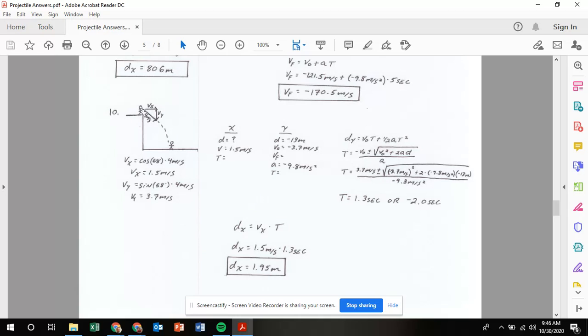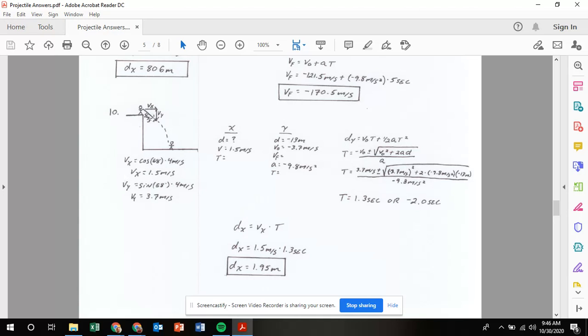So here's our picture. Here's our person up on the 3rd floor. They're going to be tossing something downward at an angle at 4 meters per second. The angle here is 68 degrees below the horizontal. The velocity in the x we're not sure of, and the velocity in the y we're not sure of, but we can solve for both of those using our SOHCAHTOA. Velocity in the x equals cosine 68 times 4 meters per second. So we know our x velocity is 1.5 meters per second, and that's written right here in our x column.